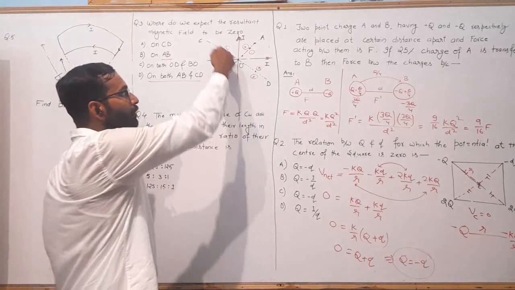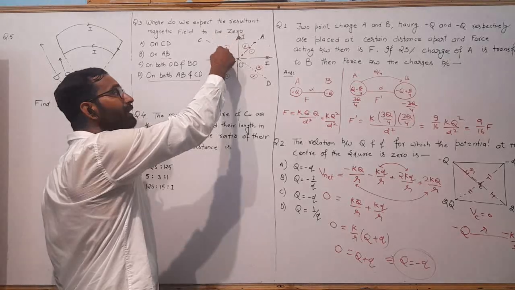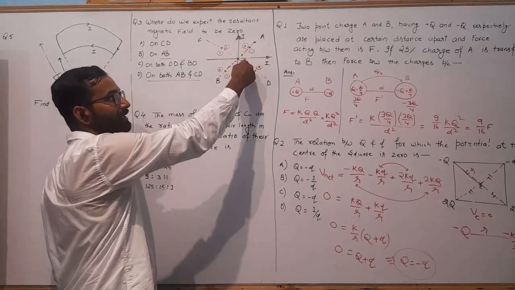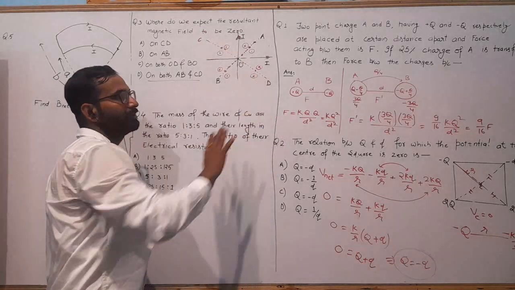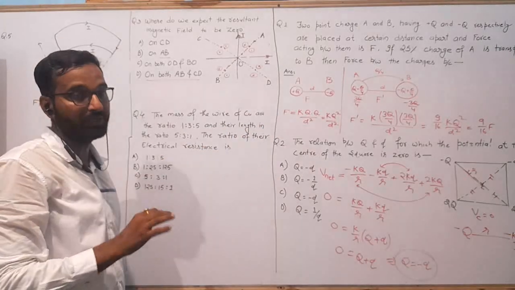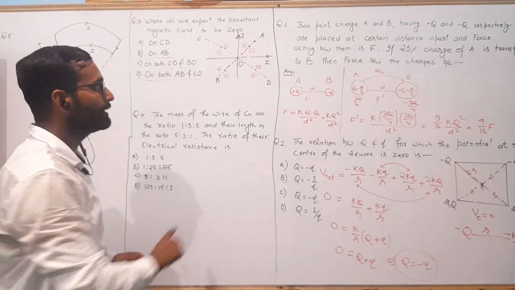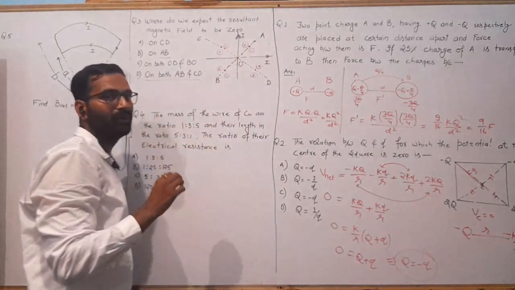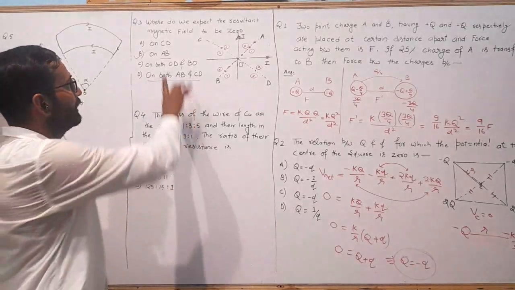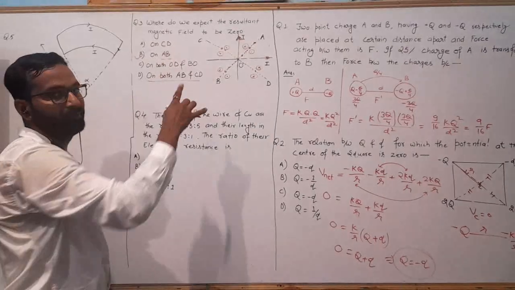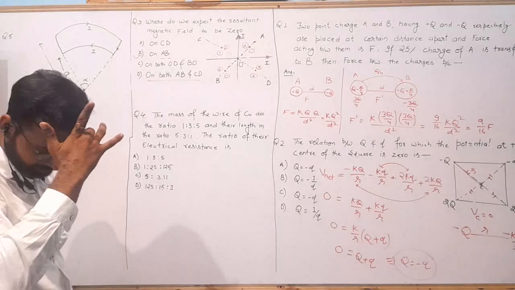So at this point some magnetic field exists, and here some magnetic field exists. That means on this line, the net magnetic field will never be 0. But on this line, the magnetic field will be 0. So the answer is AB, and on AB the magnetic field will be 0. I hope you got my point?